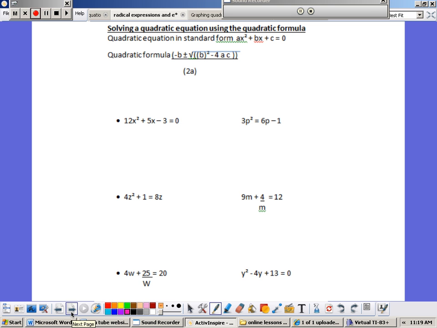Solving the quadratic equation using the quadratic formula. The quadratic equation in standard form is ax squared plus bx plus c equals 0. The quadratic formula is, in parentheses, the quantity of negative b plus or minus the square root of the quantity of b squared minus 4ac, and the quantity divided by 2a.